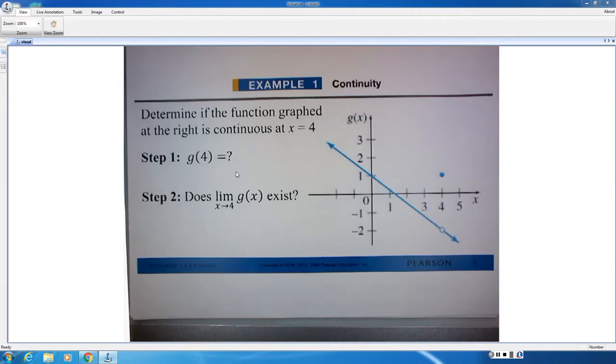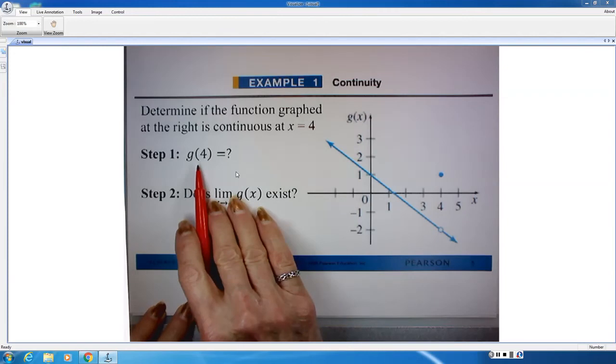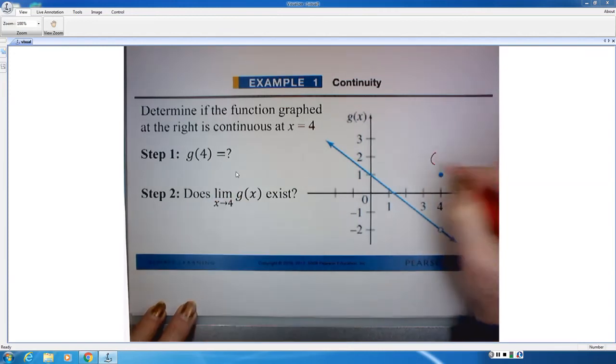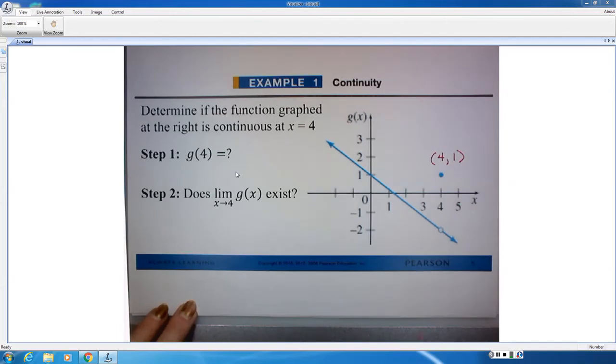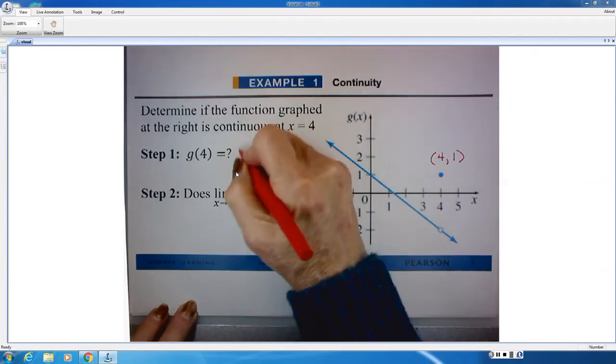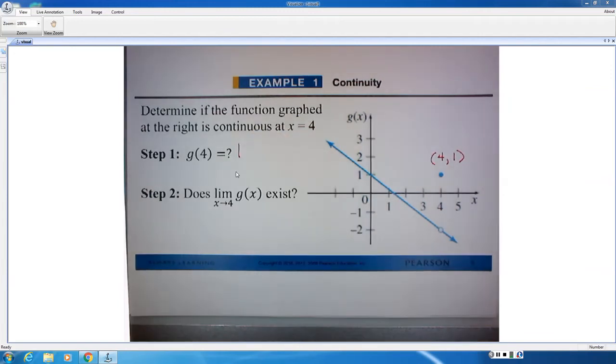Okay, so here's another one. Determine if the function graphed at the right is continuous at x equals 4. Okay, first question. What is the value of g of 4? It's 1. The name of that point is 4, 1. Okay? So that means we've passed step 1. We're okay on step 1. So then we move to step 2.